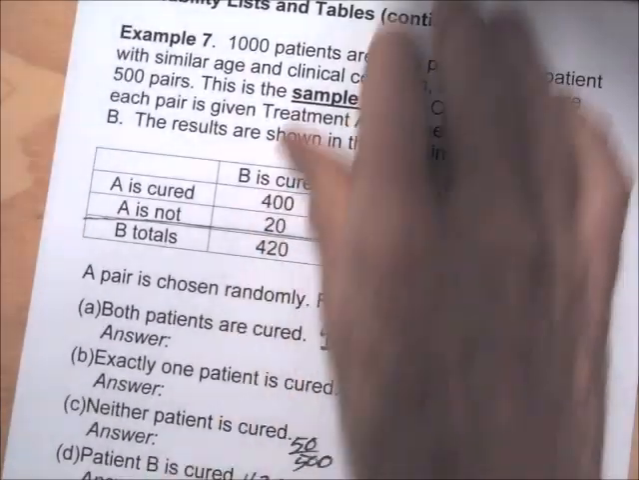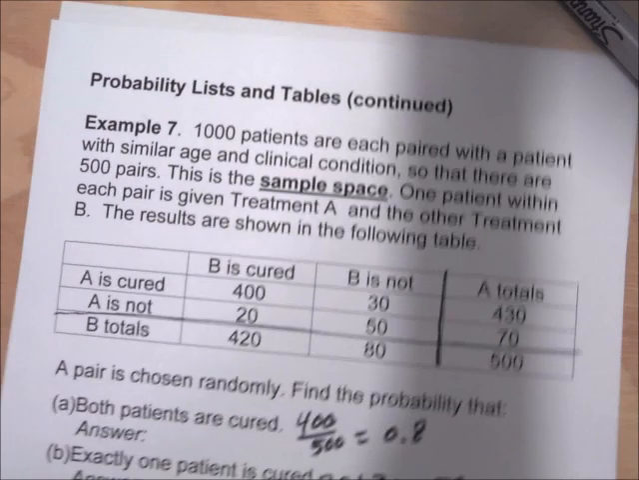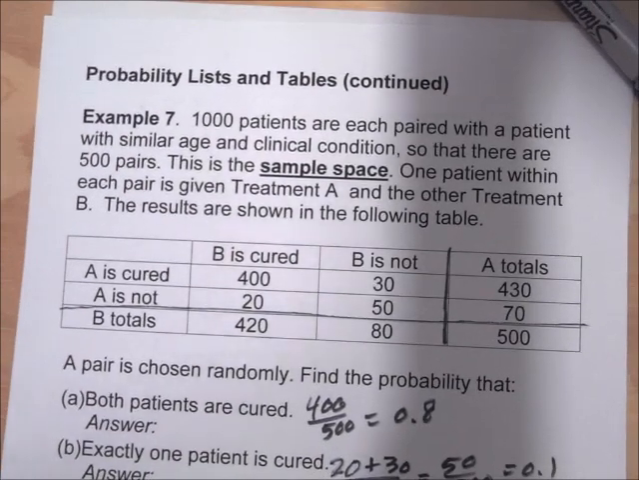Okay, so that's that. Okay, so there's one more example here with lists. Okay, so 1,000 patients are each paired with a patient with similar age and clinical condition, so that there are 500 pairs. These 500 pairs represent the sample space, and one patient within each pair is given treatment A, the other treatment B, and the results are shown in the table.